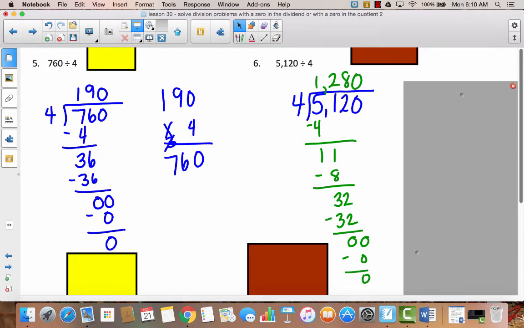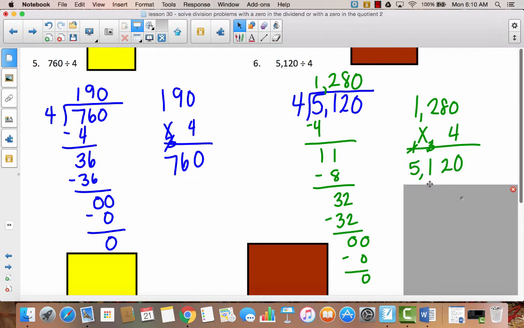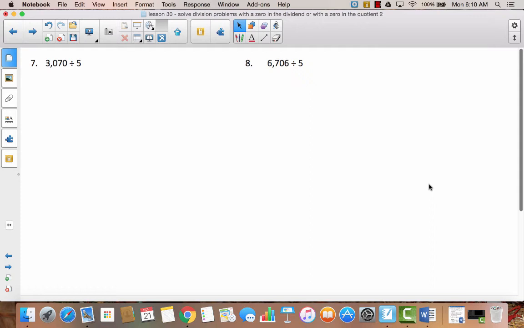And then I checked my answer. My quotient was 1,280. I was dividing by 4, so I multiplied times 4, and that gave me 5,120. All right, let's take a look at 7 and 8.